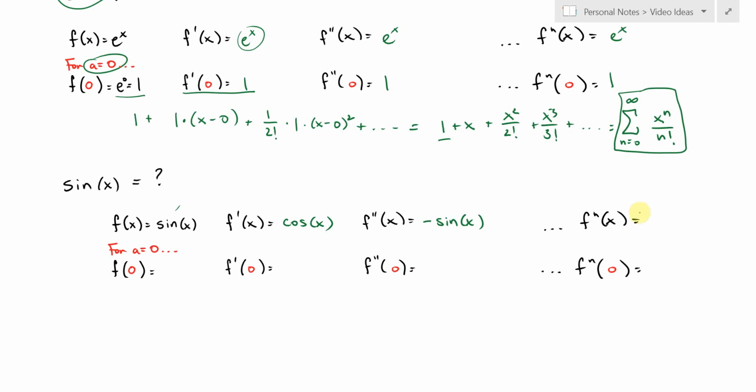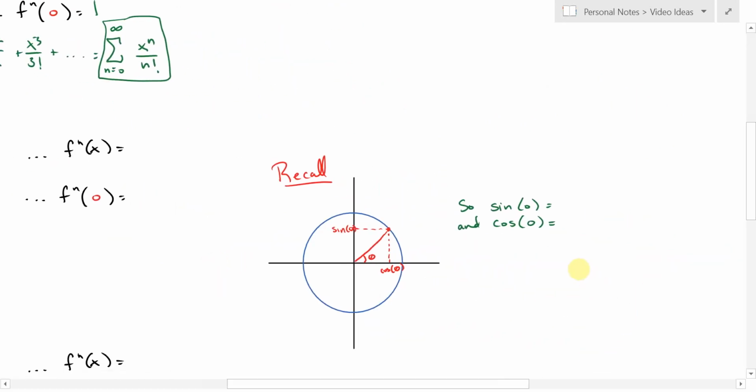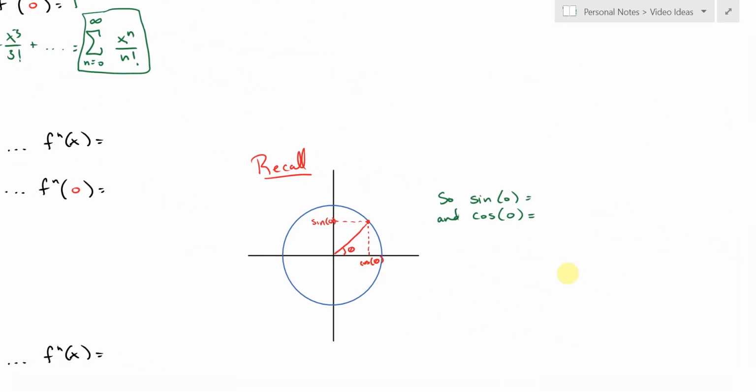So I'm going to leave this blank for now. But we all know it's going to be either sine, cosine, negative sine, or negative cosine. It's one of those options, depending on n. When you plug in a equals 0, well, sine of 0 is 0, right? Let's not forget how we calculate things in trigonometry, sine of 0, cosine of 0, and so on.